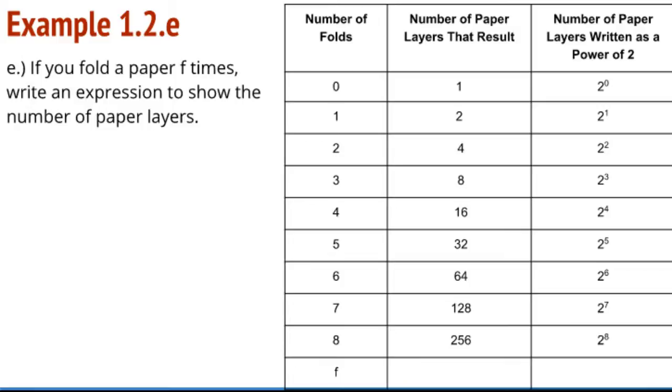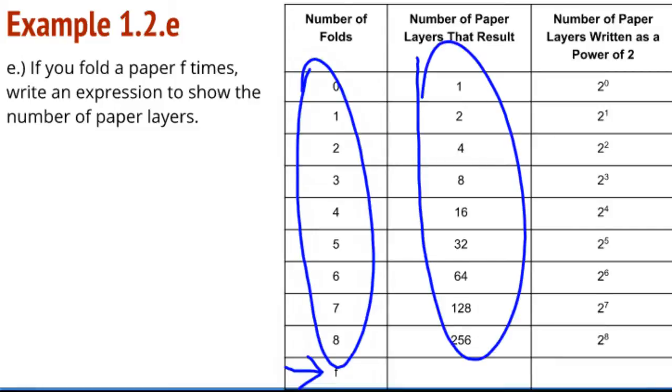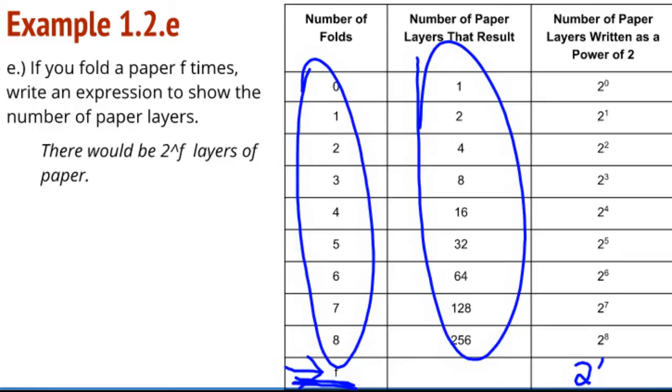So if we fold the paper f times, now we're going to a general situation here. Write an expression to show the number of paper layers. So we've got very specific examples that we've looked at, and now we're saying how could we find out how many layers for any number of folds? Well, if we paid attention on the last slide, we've got 2 raised to the power of f. And remember that chevron symbol there is an exponent symbol.